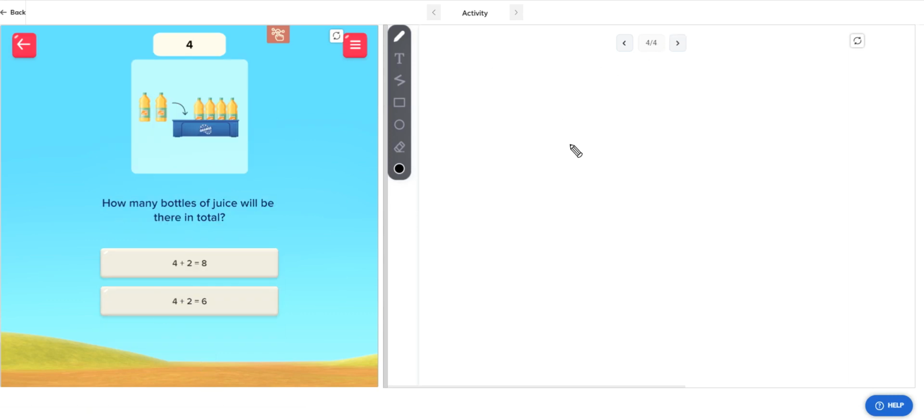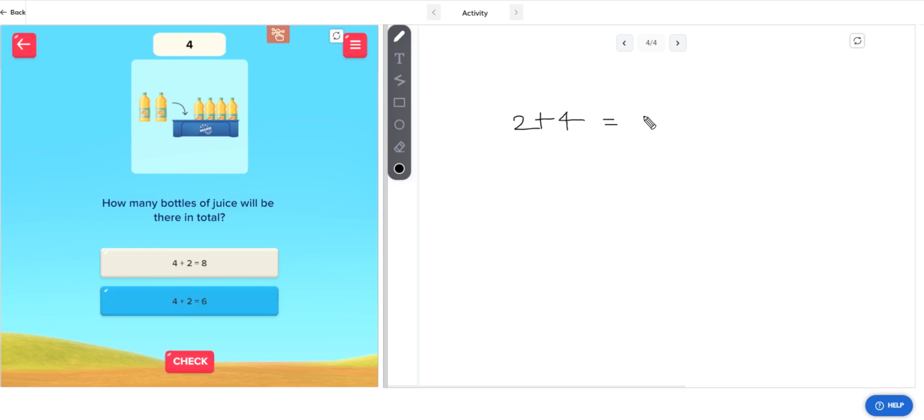Let's move to the next screen. It says how many bottles of juice will be there in total. In the crate already I have 1, 2, 3, 4, right? If I add 2 more, see, 1, 2. How many do I have in total? 4, 5 and 6. So 4 plus 2, or 2 plus 4 you can write, is equal to 6.